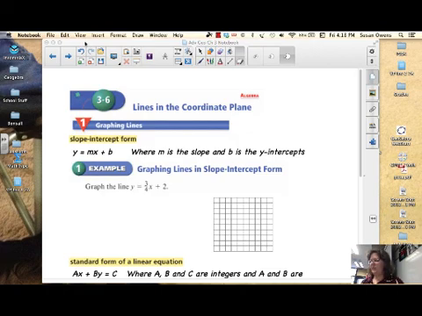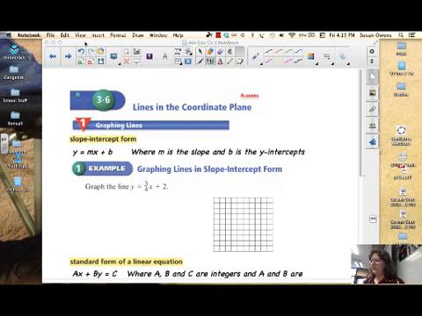Today's video is for Advanced Geometry, Chapter 3, Section 6, Lines in a Coordinate Plane. So a lot of this section, or all of this section, is a review of Algebra 1 and different forms of a linear equation. So if you feel you're very comfortable with those, you might want to just go through and make sure you have them written down and take a look at them.